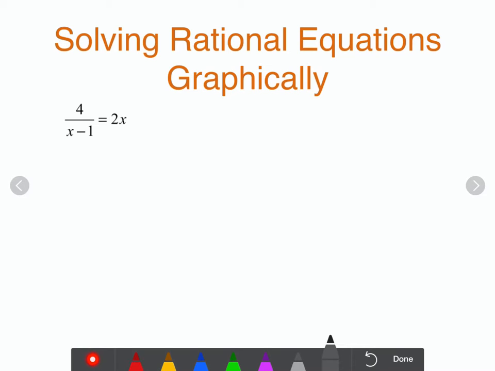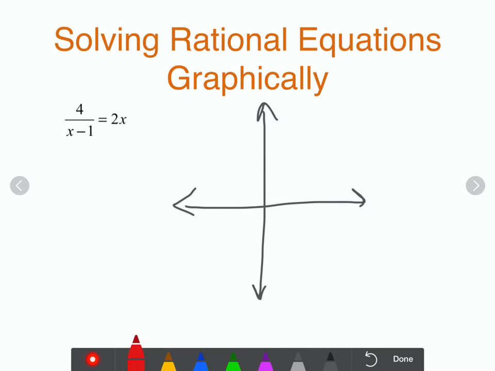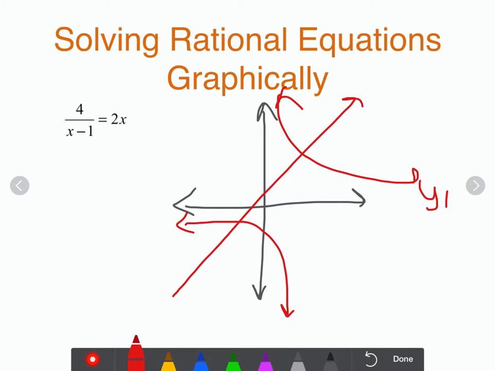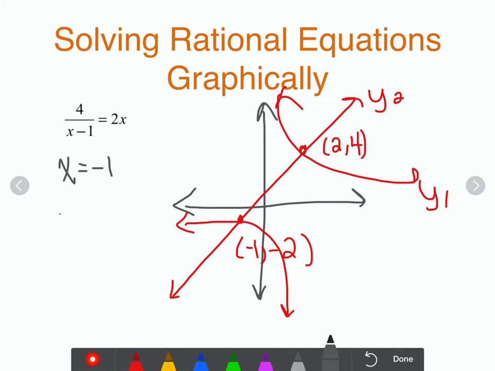Okay, so now we're going to draw an accurate looking graph onto our papers. It doesn't have to be perfect, but it should represent what we see on the calculator. So here I have y1 and y2. I had an intersection here at 2, 4, and another intersection over here at -1, -2. So my answer to this equation is x equals -1 and x equals 2.